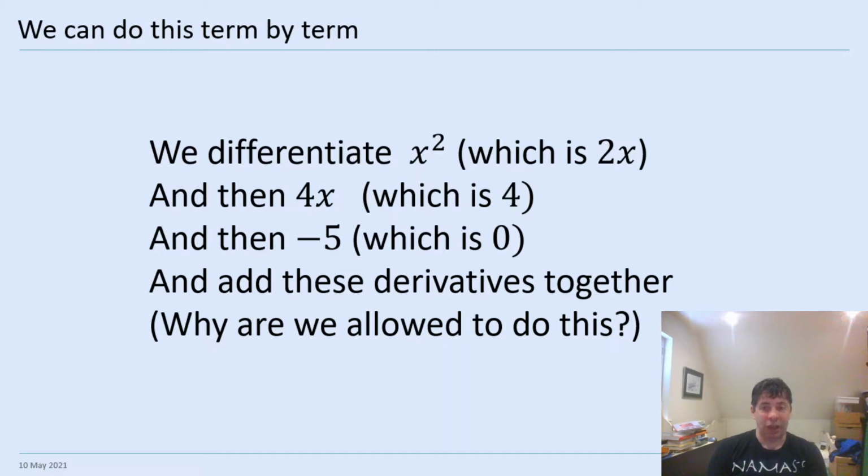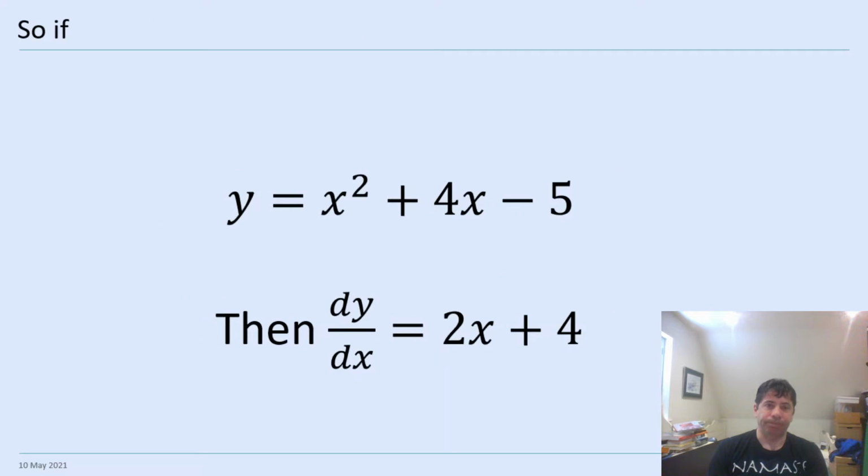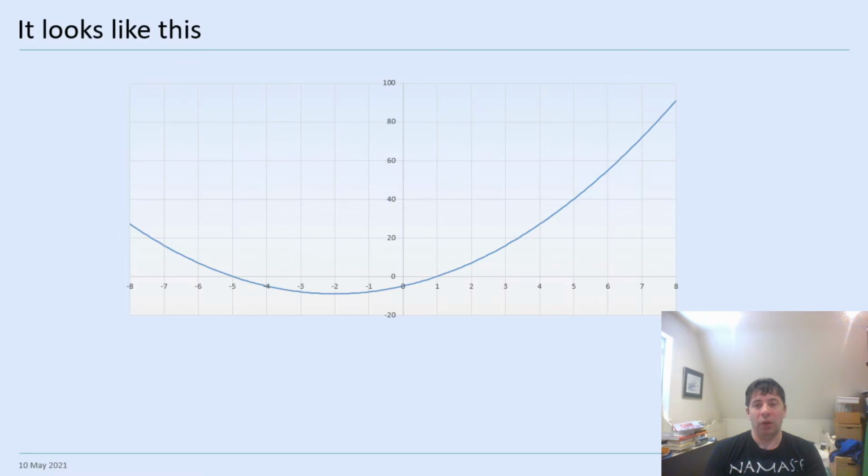It's actually quite a sophisticated question, because it's not true of a product. So if y equals u times v, you can't just differentiate u and then times it by the derivative of v. But you can do it with sums and with differences. So the question is why. So here we are, y equals x squared plus 4x minus 5. We take the derivative of x squared, which is 2x. The derivative of 4x, which was 4, the derivative of minus 5, which was just 0, so that drops off. We get 2x plus 4.